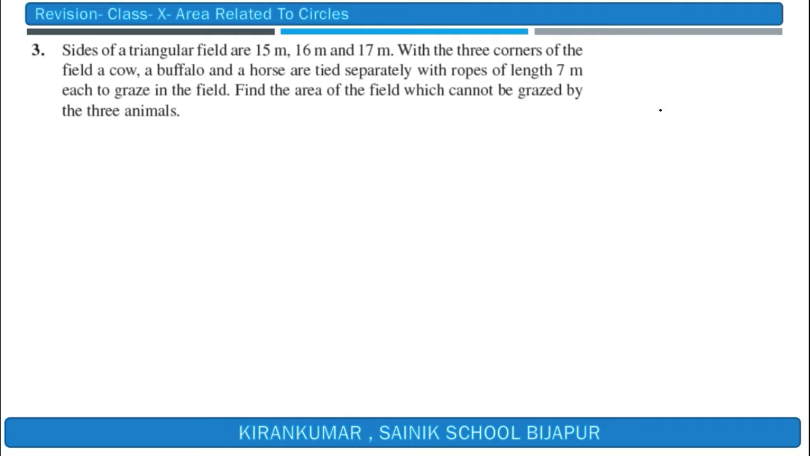Here it's a triangular field, so a rough diagram I am going to draw. In this triangular field, a cow, a buffalo and a horse are tied separately at the corners. The sides of the triangular field are given. They are 15 meter, 16 meter and 17 meter.